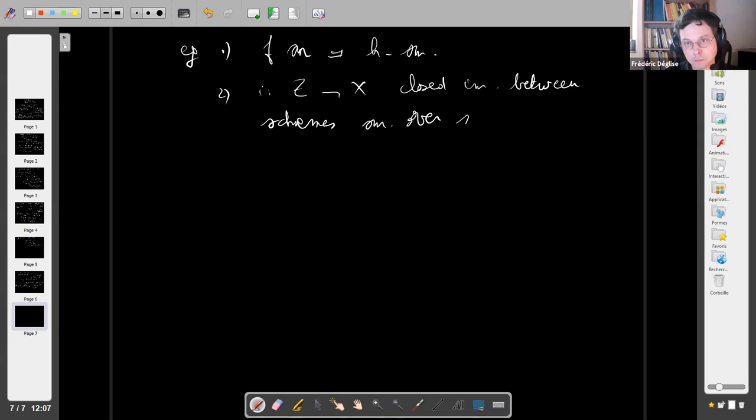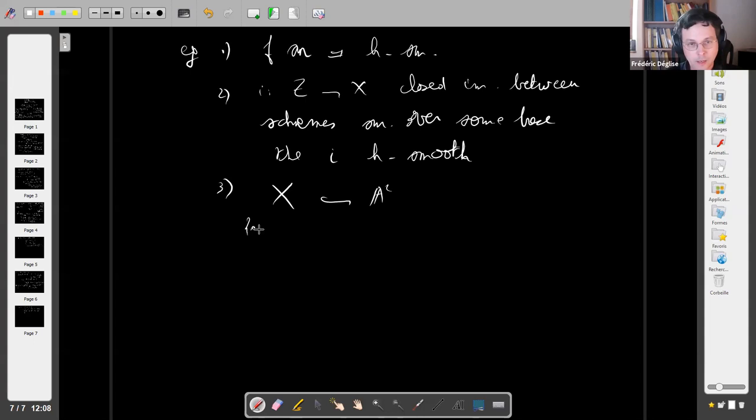then i is H smooth, which is counterintuitive. On the other hand, there are closed immersions which are not H smooth. So if you look at a normal crossing divisor in A2, so X equals zero union Y equals zero in A2, then this i is not H smooth, and this can be explicitly proved. So this corresponds to a certain way of seeing singularities.